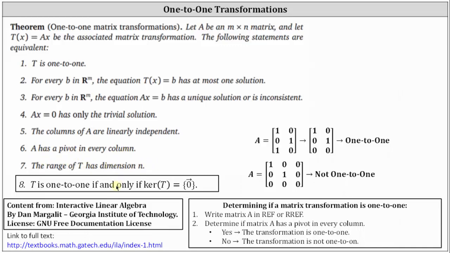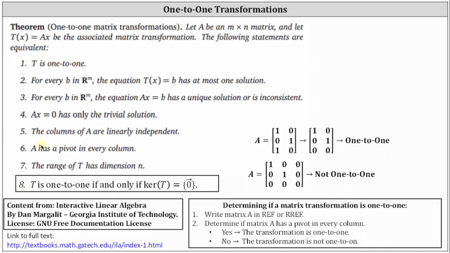And if you've learned about kernel, T is one-to-one if and only if the kernel of T contains only the 0 vector. So again, all of these statements are equivalent, which means we can use statements 2 through 8 to show a transformation is one-to-one.